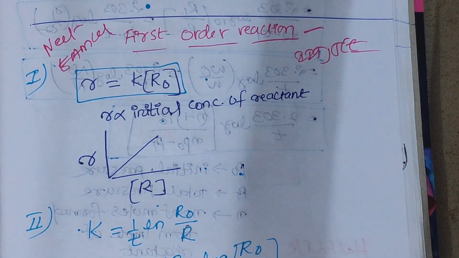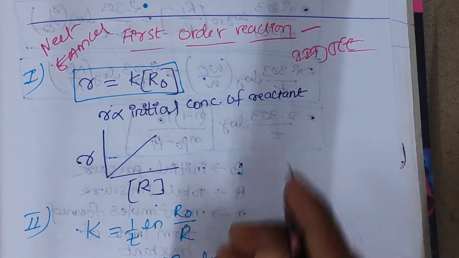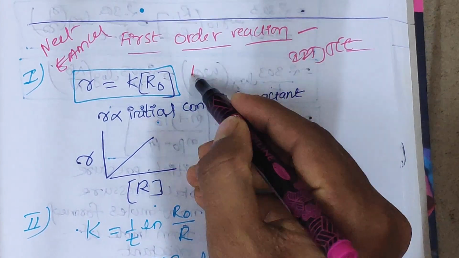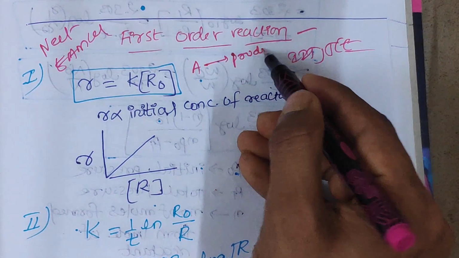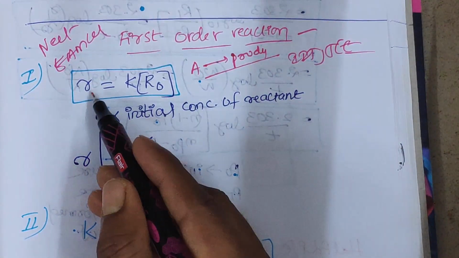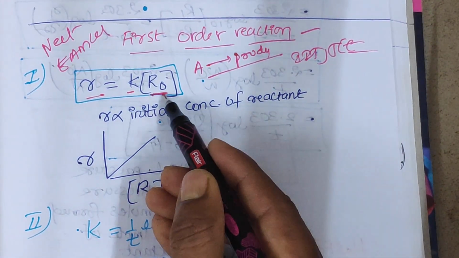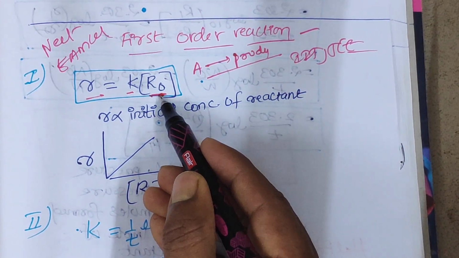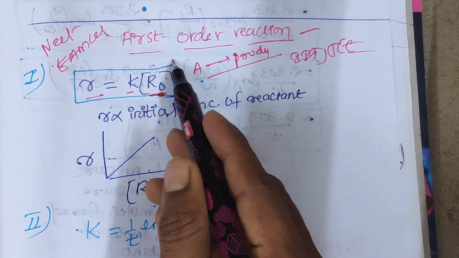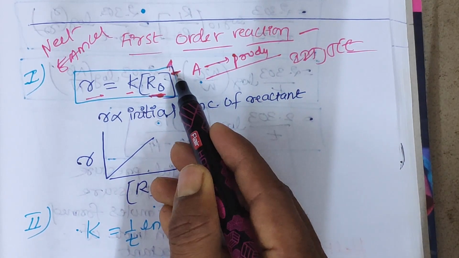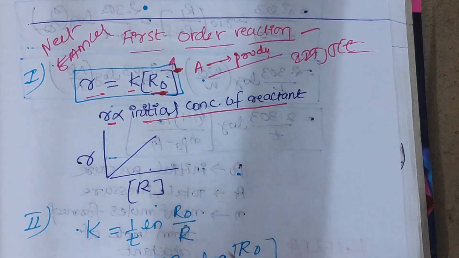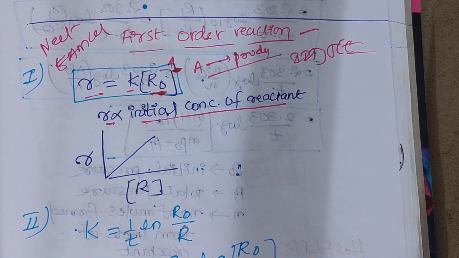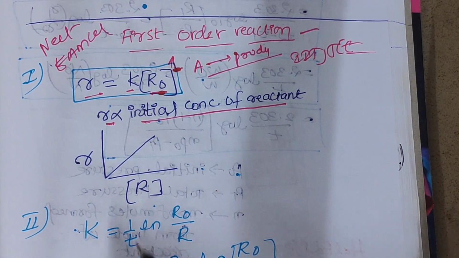Now, you know the rate law equation for any compound. Suppose A gives rise to product. For this reaction we will write the rate law: rate is equal to K times concentration of A to the power of n. As a first order reaction, we will assume n is 1. It means the rate depends upon the initial concentration of reactant.